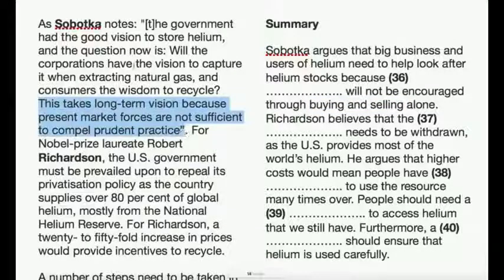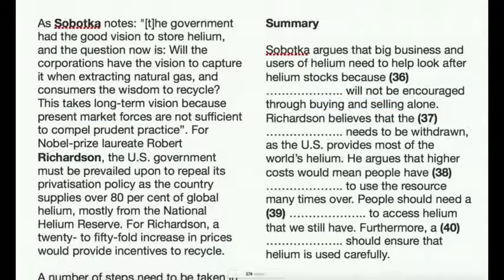This takes long-term vision because present market forces are not sufficient to compel prudent practice. So it's more possible it's here. They're talking about market forces, and in here they're talking about buying and selling. Having good vocabulary knowledge is important for reading, so it's important that you make sure you improve your vocabulary, and this can be seen in this IELTS reading summary completion question.